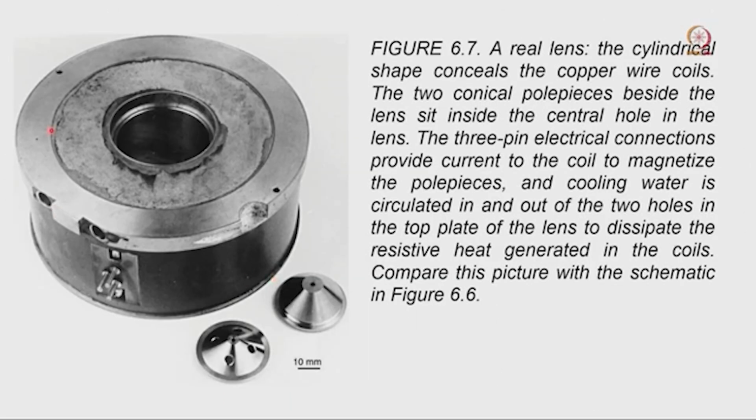Here is one image of that electromagnetic lens, where this is the outer surface of the lens. If you go inside, you can see a copper wire winding tightly. This is a real lens: the cylindrical shape, the copper wire coils, and the two conical pole pieces beside the lens sit inside the central hole of the lens system. Now you can see these are basically packed here in this particular region.